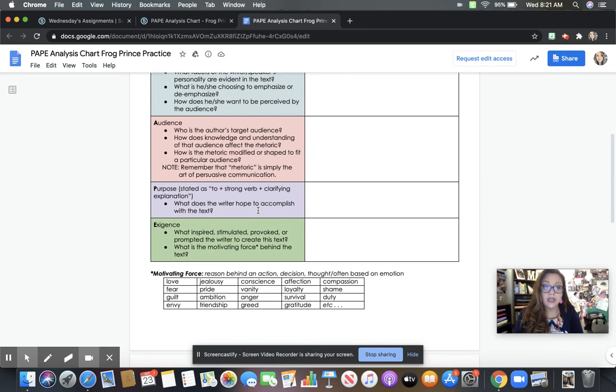And then the last thing is what inspired, stimulated, provoked, or prompted the writer to create this text. And remember that motivating force is usually something based on emotion. So what is the reason behind this action? And this is an emotional story, right? The emotions between the prince and the princess are very distinct. And so when you're thinking about that for purpose, remember that exigence is like the purpose for the purpose, right? So what is the writer hoping to accomplish? But why did the writer come to that in the first place?